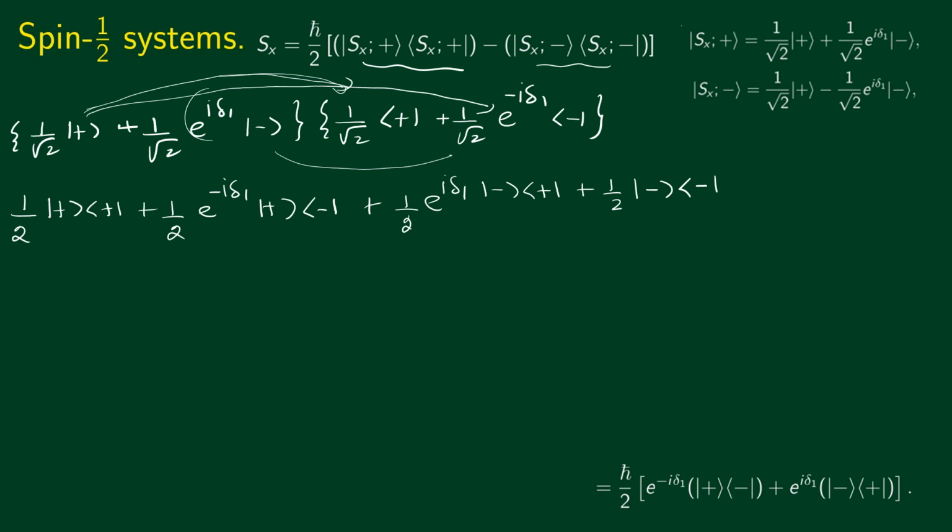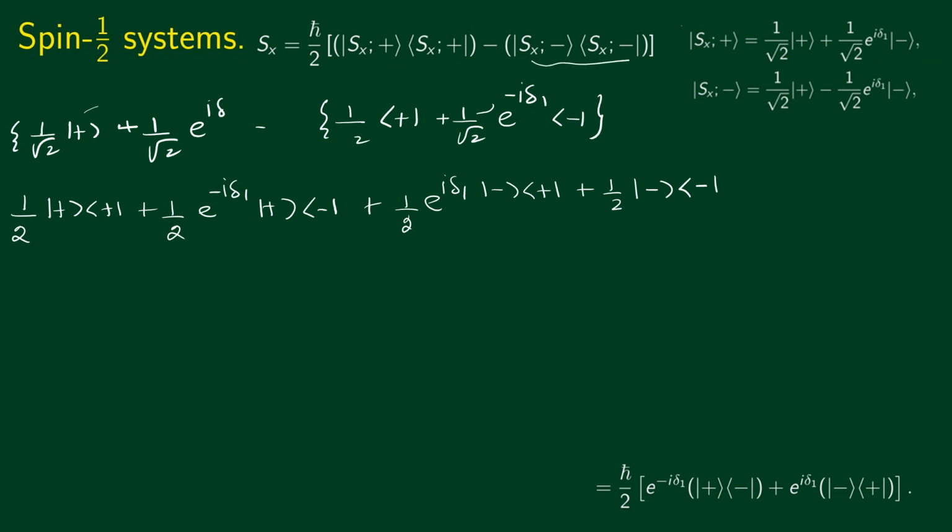Okay, what is this? This is the first term in this expression. This is the first term here. Right? This is ket Sx plus bra Sx plus. All right. Let's also find ket Sx minus bra Sx minus. So I'll write it here. I'm writing down this term.